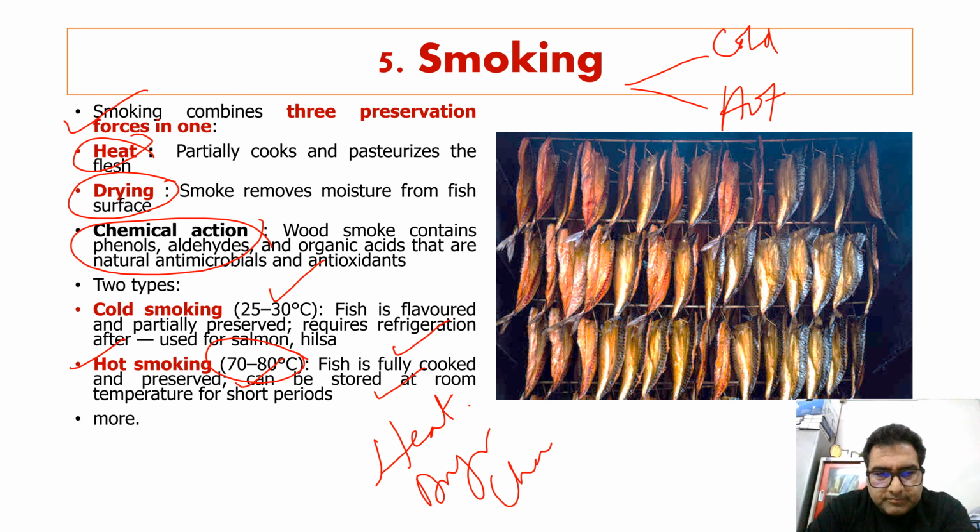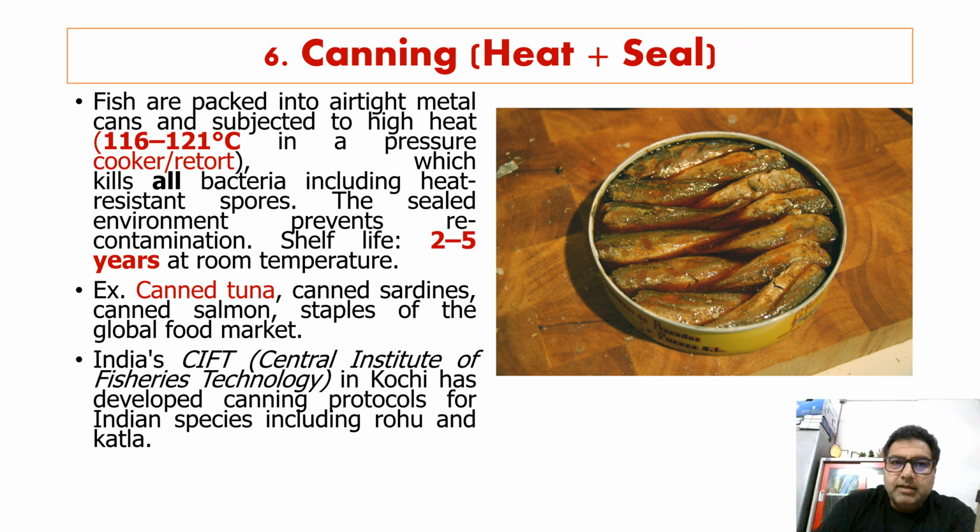It is preserved fully, it is cooked fully, and it can be stored at room temperature for a shorter period of time. Then the sixth important method of fish preservation is canning.